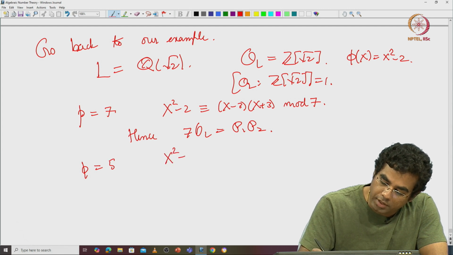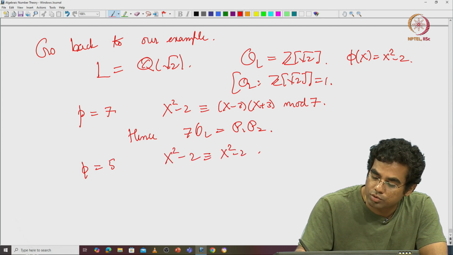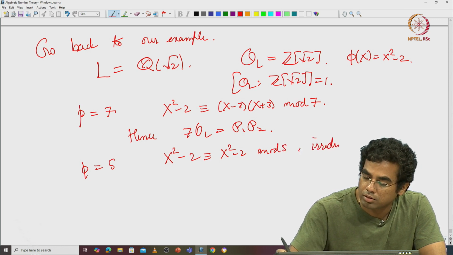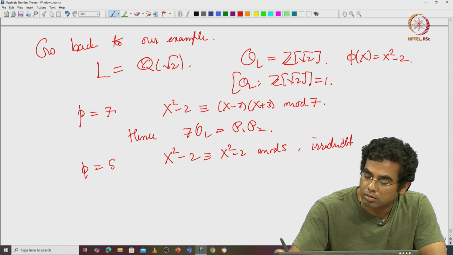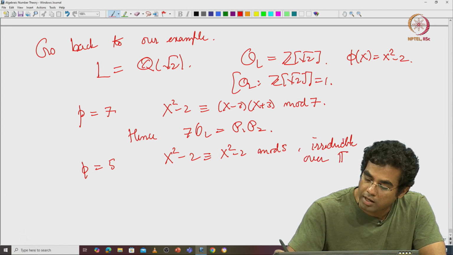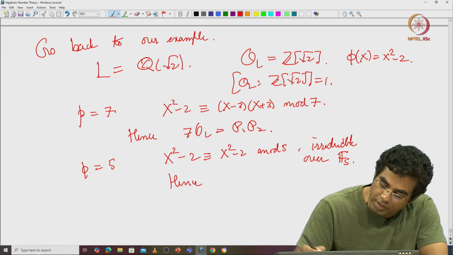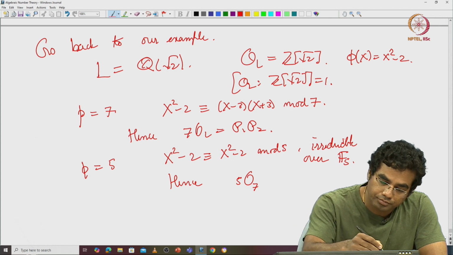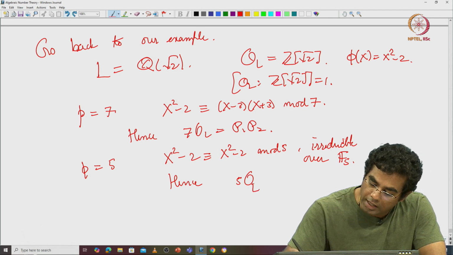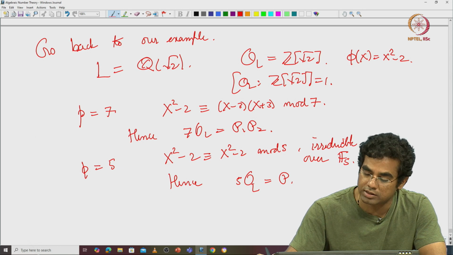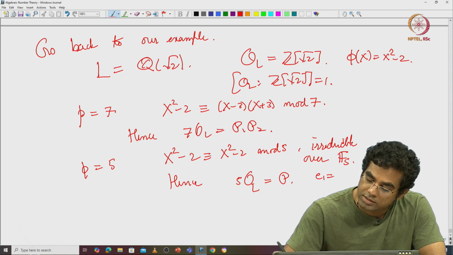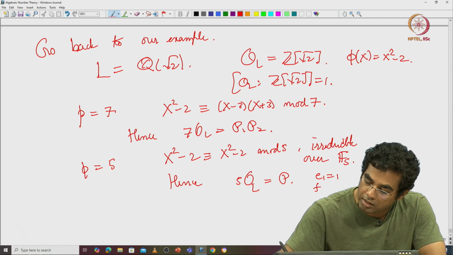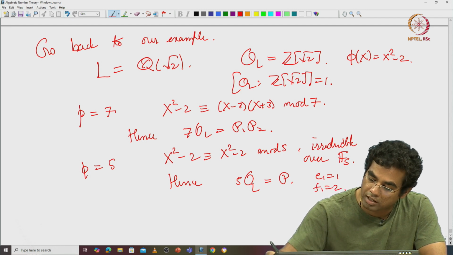Now consider p equal to 5. This gives x squared minus 2, which is x squared minus 2 mod 5, so this is irreducible over F_5. Hence, now we couldn't distinguish whether 5 O_L was P or P squared, but now we know that it's P. So, e1 is equal to 1, f1 is equal to 2, and r is 1.